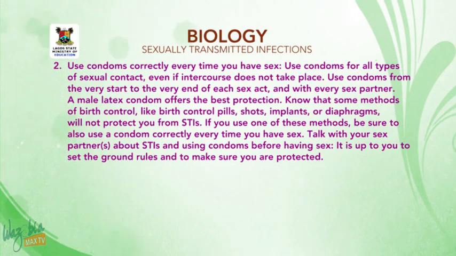Know that some methods of birth control, like birth control pills, shots, implants, or diaphragm, will not protect you from STIs. If you use one of these methods, be sure to also use a condom correctly every time you have sex. Talk with your sex partners about STIs and using condoms before having sex. It is up to you to set the ground rules and to make sure you are protected.